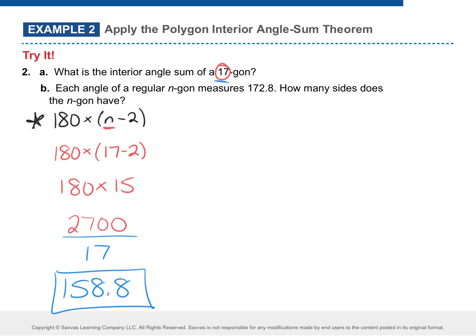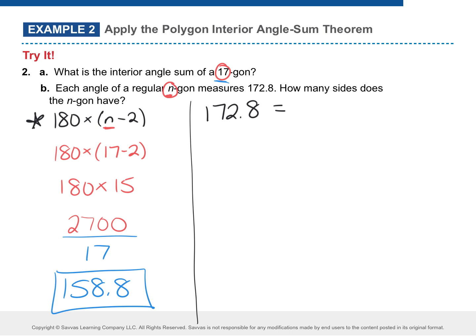Any questions on those two things? How to find the interior angle sum and how to find one of them. Good? Okay. I want to look at part B. It says each angle of a regular n-gon, so we don't know what n is, measures 172.8. It wants to know how many sides the n-gon has. So what we're looking for is n. Whenever we're looking for something, we're probably going to set up an equation. What is the only information that it gave us? The angle measure, right? 172.8. What does that equal?